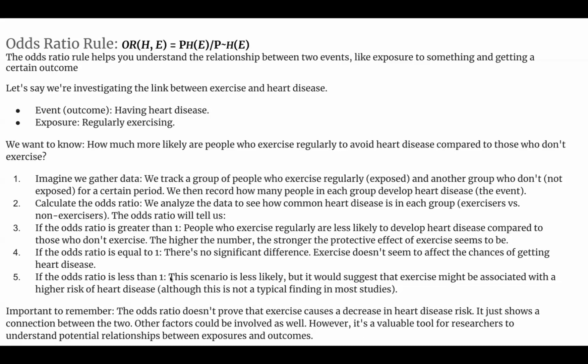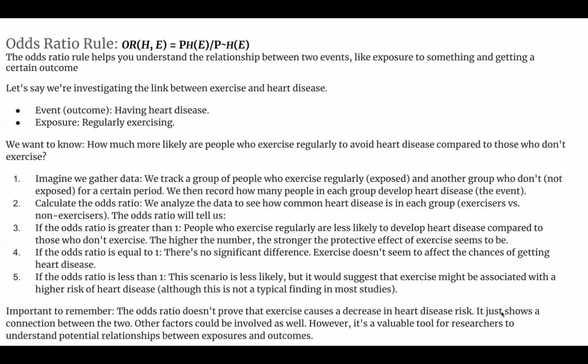And if the ratio is less than 1, it would suggest that exercise might be associated with a lower risk of heart disease. Again, this might not happen, but it's just a hypothesis, like what you would conclude based on the probability value. So it does not prove that exercise causes an increase or decrease in heart disease. It just shows the relationship between the two. So that's the odds ratio rule.